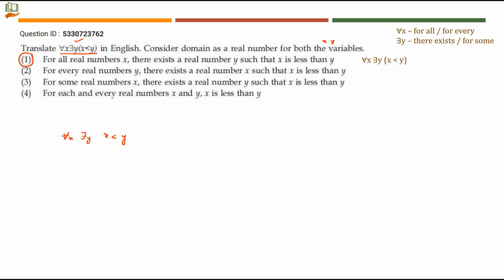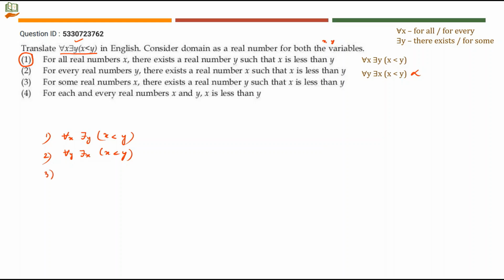Now we will also translate the other statements. For every real number Y. So this time it is for Y. This is for option 1. This is for option 2. There exists a real number X. So this is existential quantifier X. X is less than Y. Is this matching to the question expression? No. So we are ruling out this.